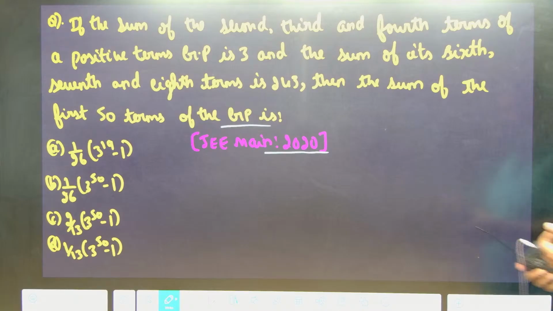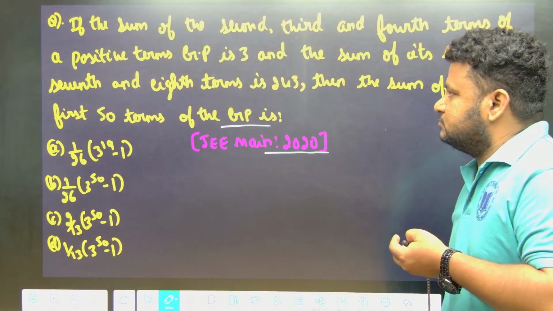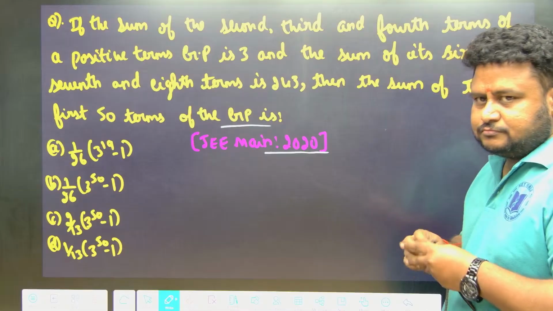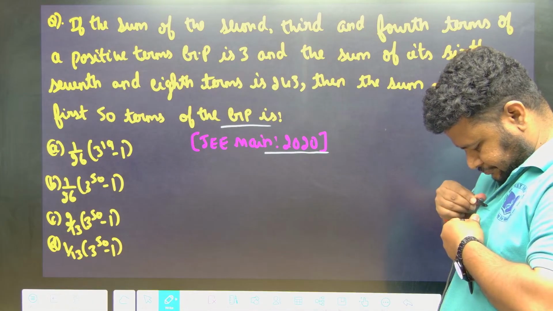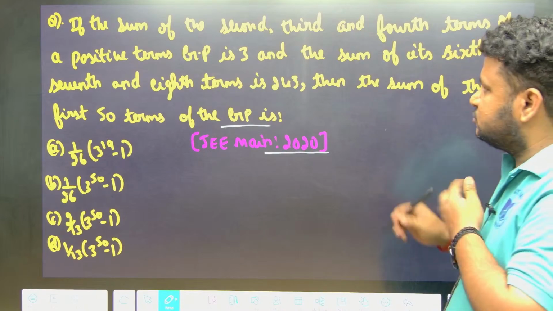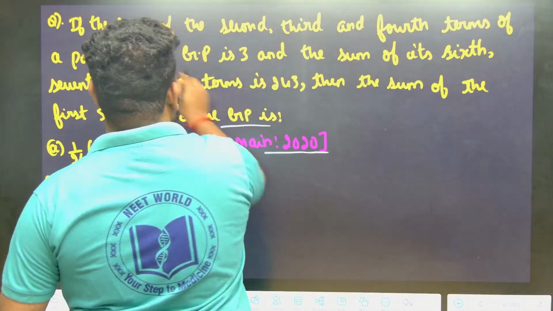If not, I will try to solve this. Let us solve this question. They have given the second, third and fourth terms of the positive terms GP.